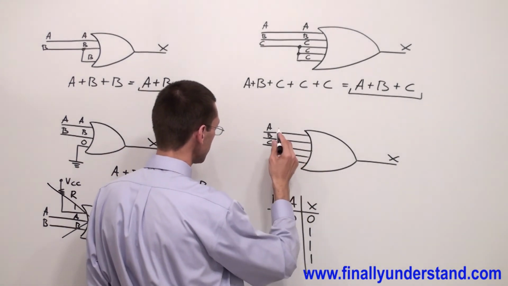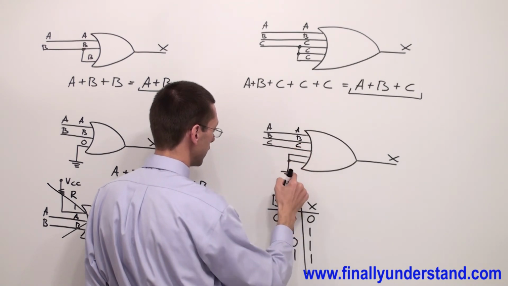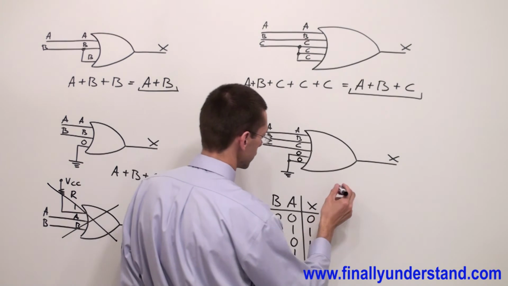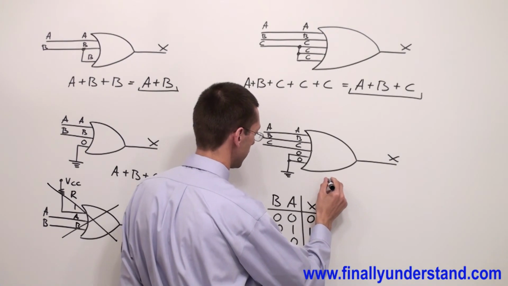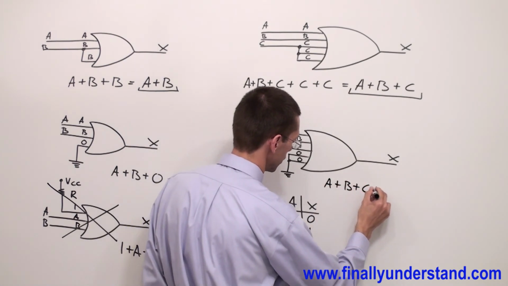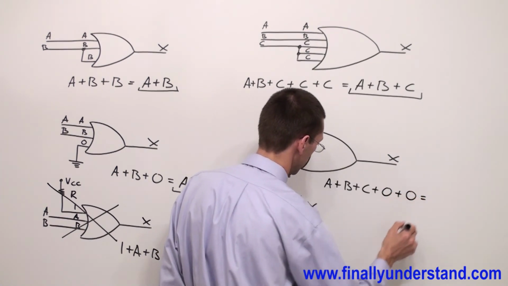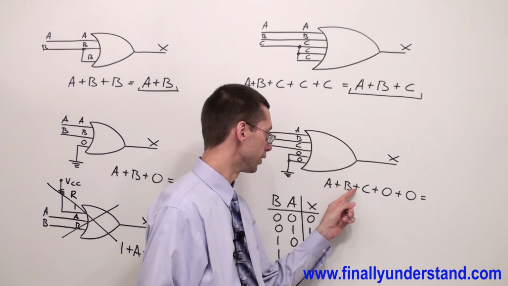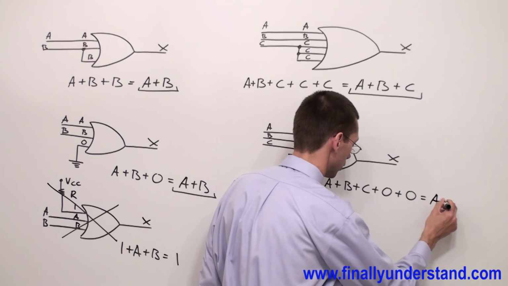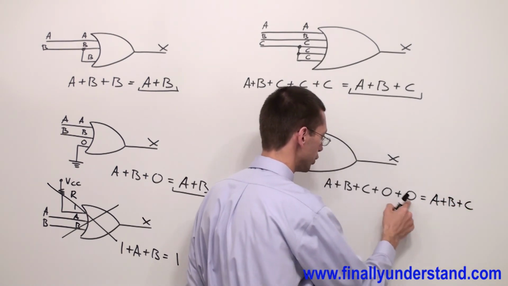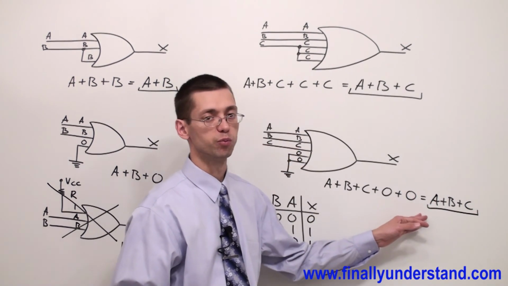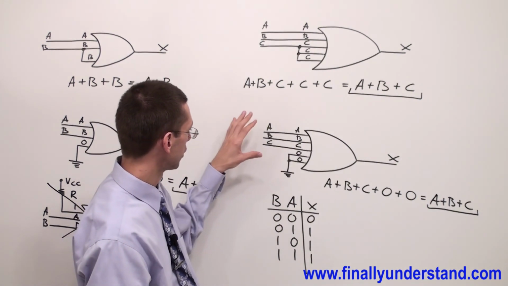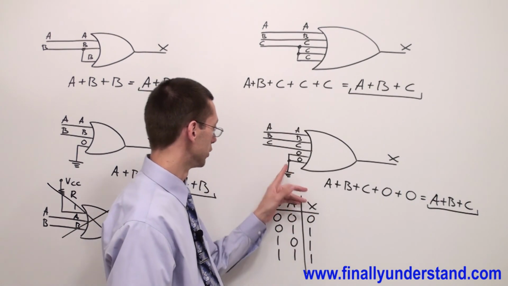Let's take a look at this one. I have A, B, C, and because these two inputs are connected to ground, I'm going to have over here 0, 0. So let's write what we are going to get at the output. I'm going to have A or B or C or 0 or 0. 0 or 0 is 0. 0 or A or B or C is simply A or B or C. Simply I ignore these two zeros. And as you can see, this is three input OR gate logic expression. So in order to convert five input OR gate to three input OR gate, this connection is also allowed.